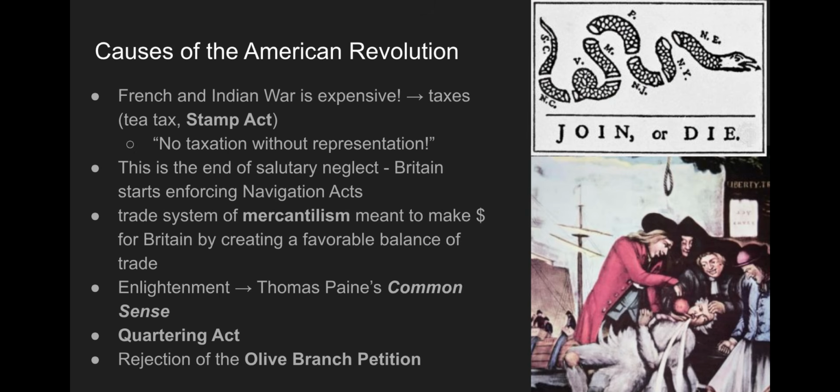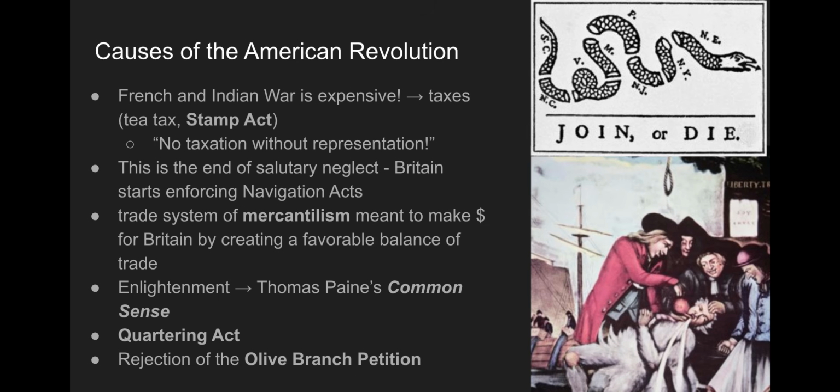So what are the causes of the American Revolution? There was a war that Britain fought against the French and Indians, called the French and Indian War or the 7 Years' War, and it is very expensive. Although the French and the Indians lose this war, Britain has gone into some massive debt paying for the war. So, in order to pay this back, they're going to need some money. They're going to get some money by charging taxes. So, their taxes increase, and the colonists are very upset about this.